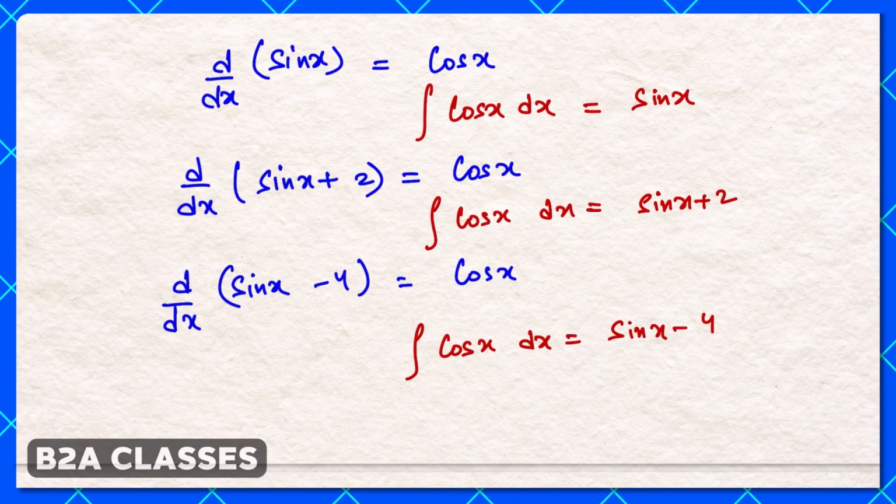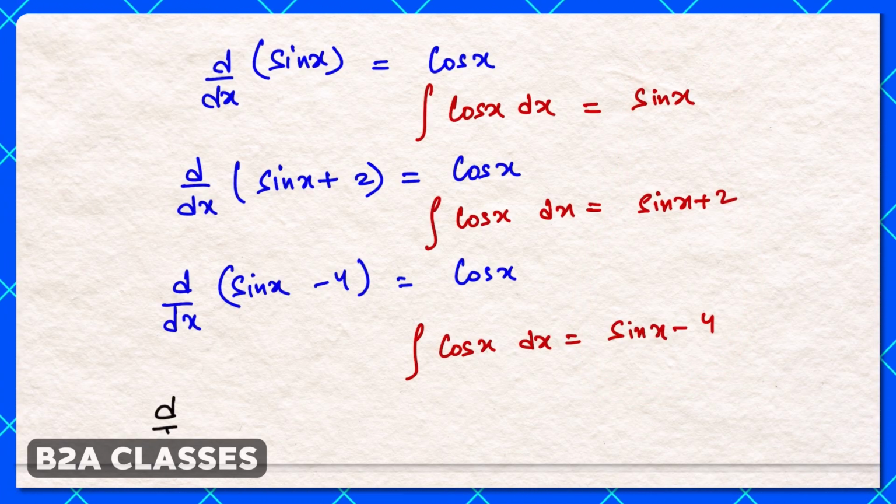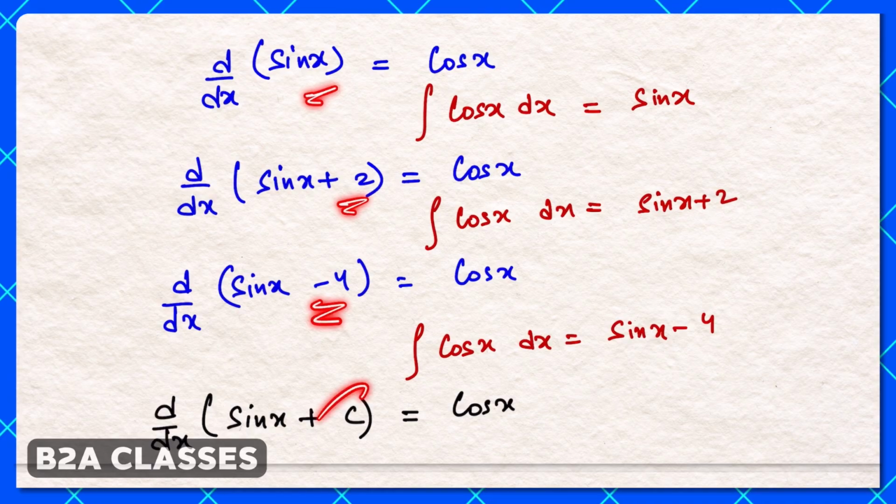So how do we represent all these functions? You can note that for any constant, I will get cos x. So whatever the constant is here, I will get cos x. So we represent every constant with this c. So c here is an arbitrary constant, which basically represents all the constants.